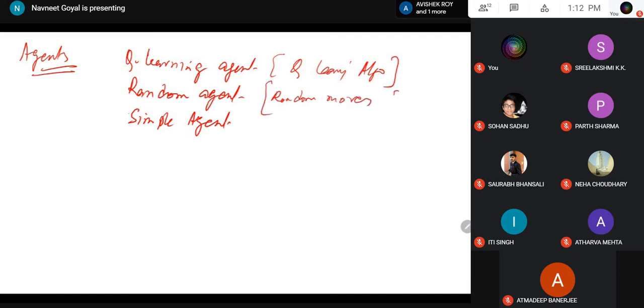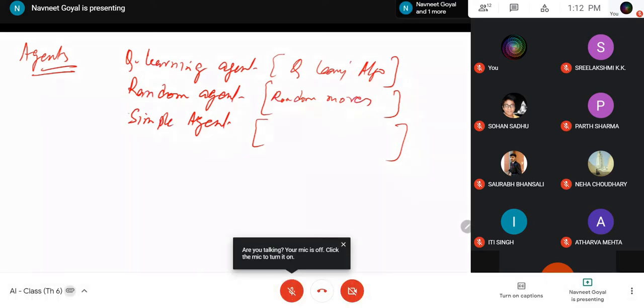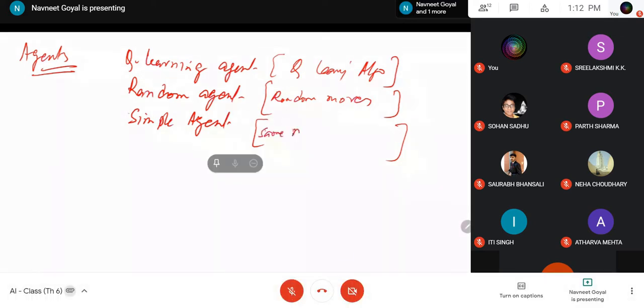Okay. And the simple agent acts as if there is no opponent, right? So it will not be concerned about what move the opponent is making. It will only make the same kind of moves, using the same kind of strategy, the same move, right?